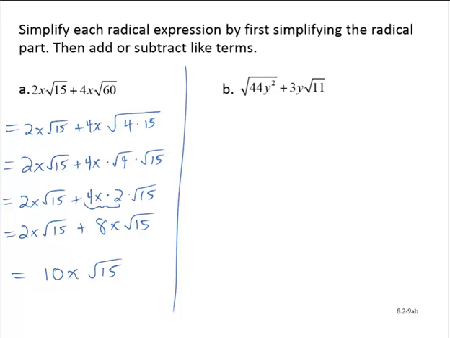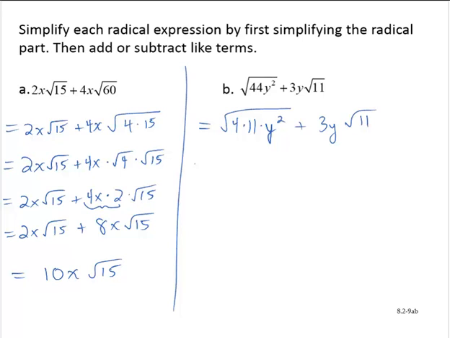Exercise B, I have the square root of 44y squared plus 3y times the square root of 11. Now let's see, 44y squared. Well, 44 is 4 times 11. So 44y squared is 4 times 11 times y squared. And then I have a 3y times the square root of 11. I can't do anything with that square root of 11.